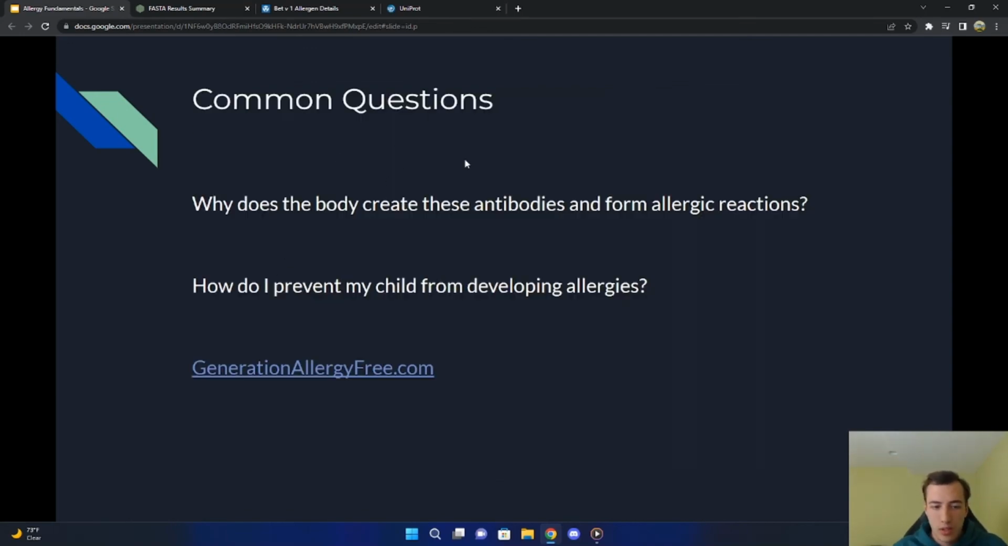So some common questions are, why does the body create these antibodies and form allergic reactions in the first place? Why does this happen? And then, I don't want this to happen for my child, so how do I prevent my child from developing allergies?